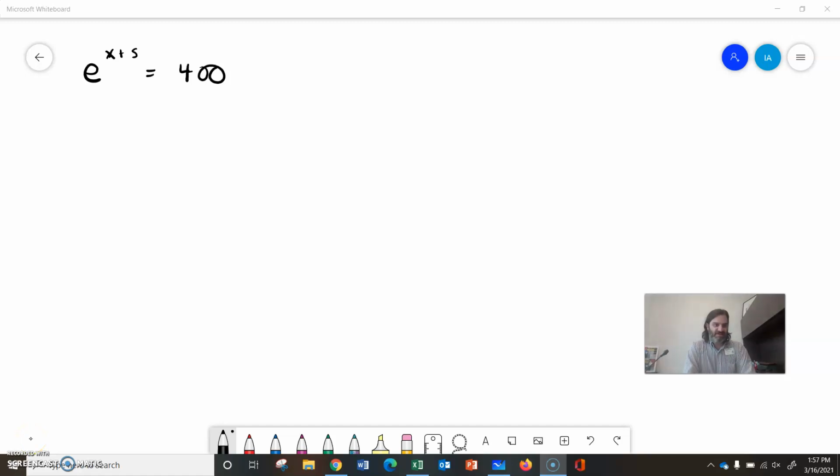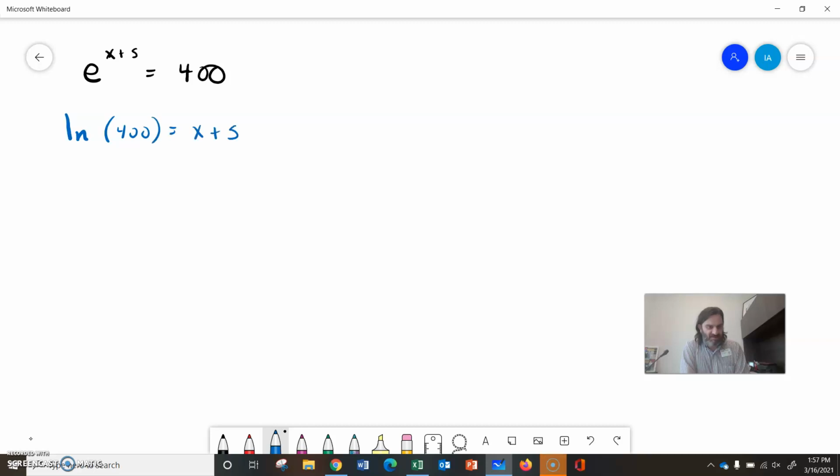Hey, we have the equation e raised to the power of x plus 5 equals 400, and we want to rewrite this as a logarithm, take it from the exponential notation to a logarithmic, and it's base e, so we can use the natural log notation. We don't have to put a base down here. The argument of it, 400 equals x plus 5.